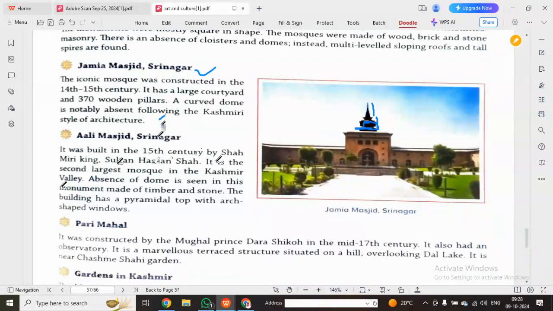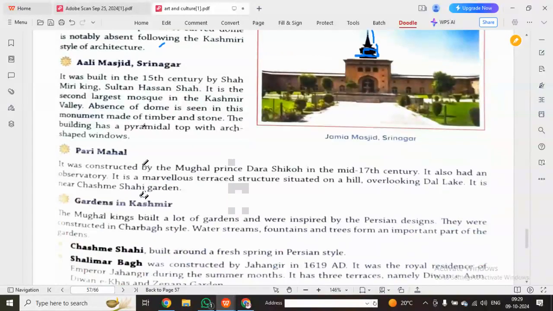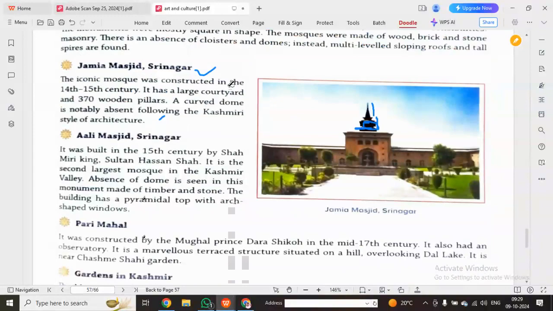Carved dome is notably absent, of course. Ali Masjid Srinagar. It was built in 15th century by the Shah Miri king Sultan Hassan Shah. It was the second largest mosque in the Kashmir Valley. Absence of dome is seen in the monument made by timber and stone. Pari Mahal, so let's write down the names. Jamia Masjid Srinagar, Ali Masjid again Srinagar.